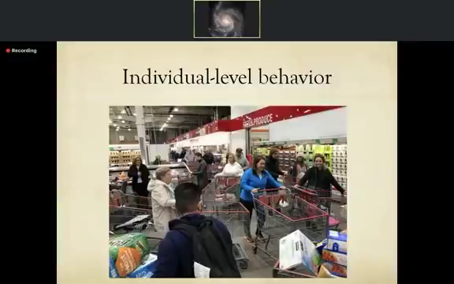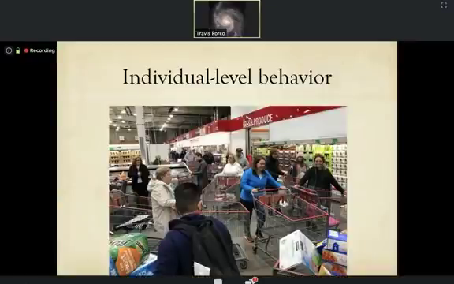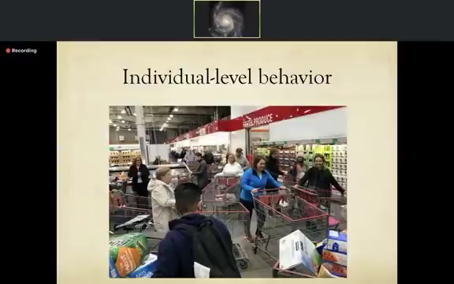Here's some individual level behavior. This is something I took from the Denver Post. And so you see why at some level you can't really hope to truly deduce from first principles the behavior of this epidemic. How is one to go from scenes like this to an actual estimate of the future trajectory?